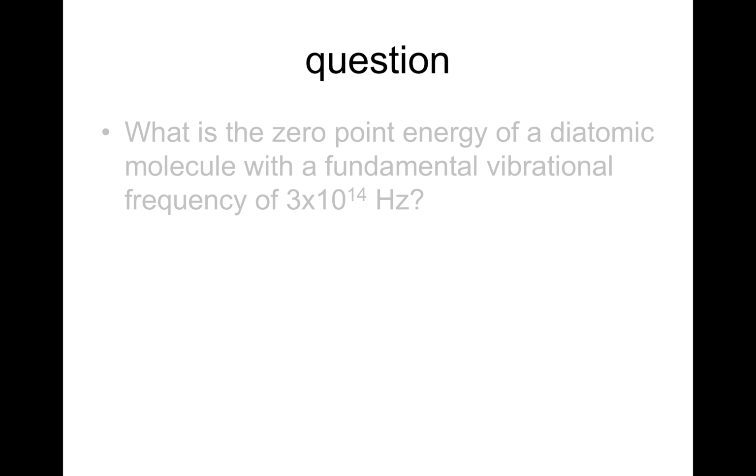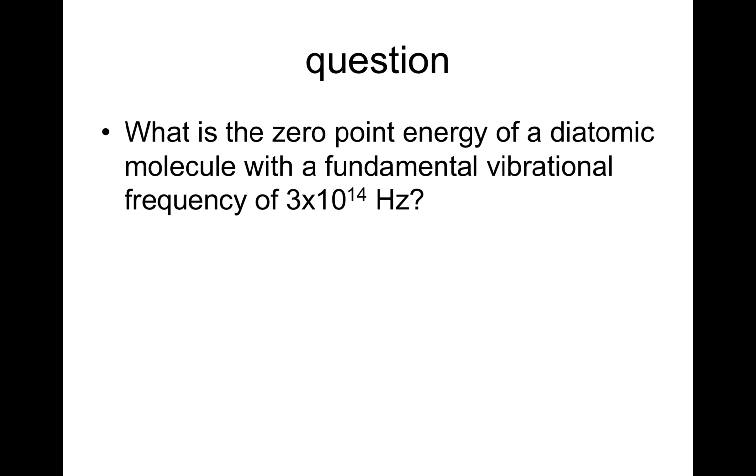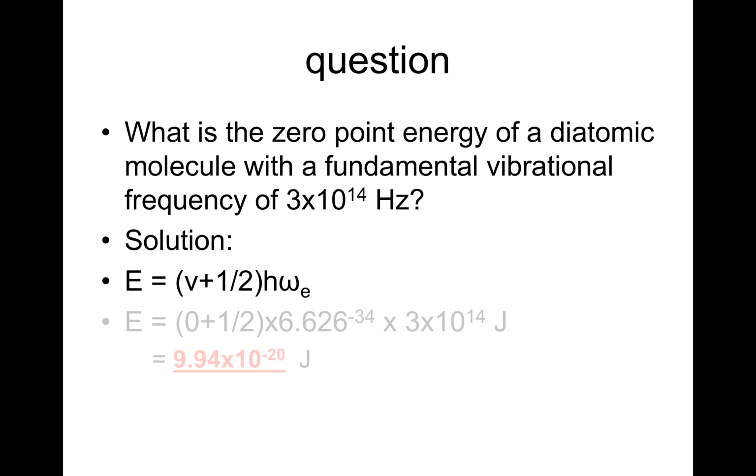Let's try out this question. What is the zero-point energy of a diatomic molecule with a fundamental vibration frequency of 3 times 10 to the 14th Hertz? Try out a solution. E is equal to (v plus half) h nu, which means E is equal to 0 plus a half into 6.626 times 10 to the minus 34 times 3 times 10 to the 14. And that gives you 9.94 times 10 to the minus 20 joules.